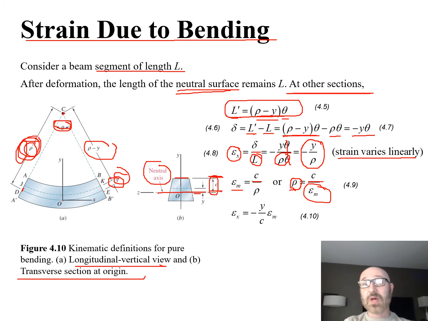We can also get a value for our strain in the x direction relative to our max strain. So we go back up to the top of that. We can say that our strain in the x direction is equal to negative y over c, now rather than y over rho, because we've subbed this in for this and rearranged some variables, times this epsilon sub m to get this relationship.